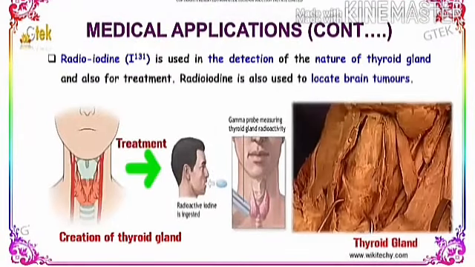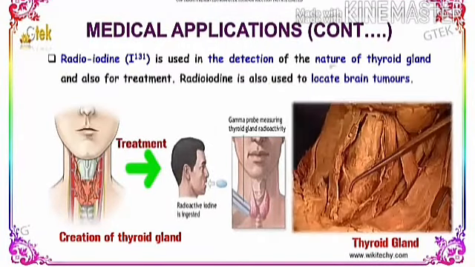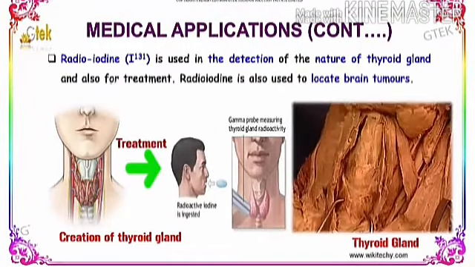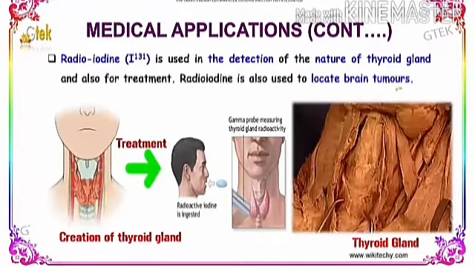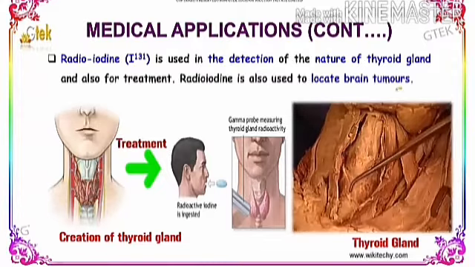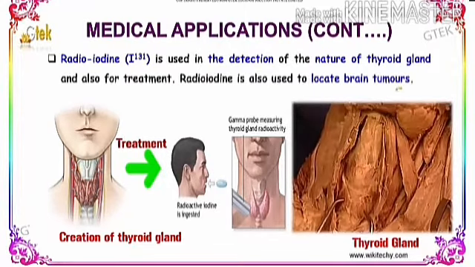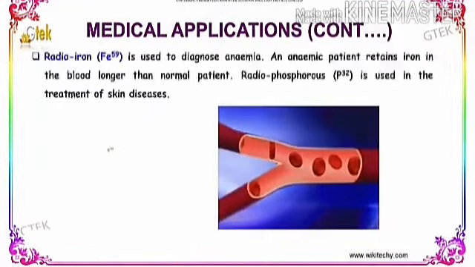Then radioiodine-131 is used to detect the nature of the thyroid gland and also for its treatment. Radioiodine is also used to locate brain tumors.